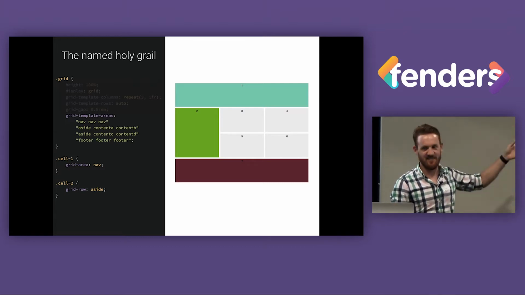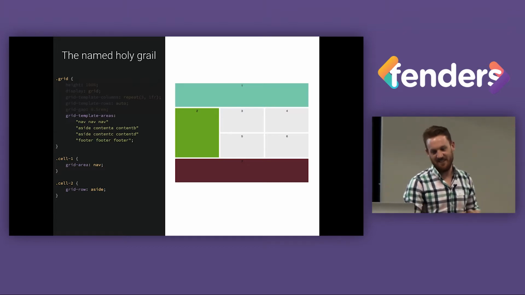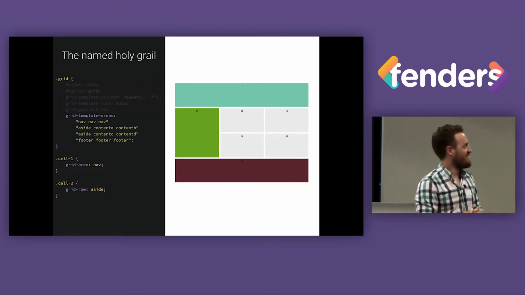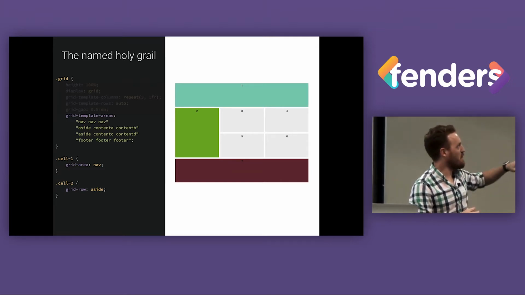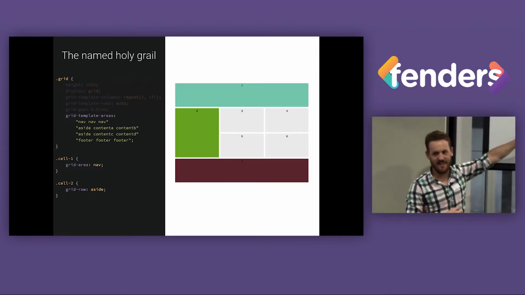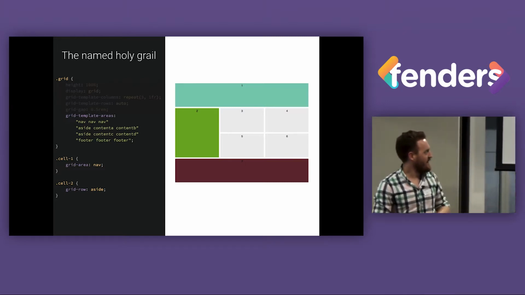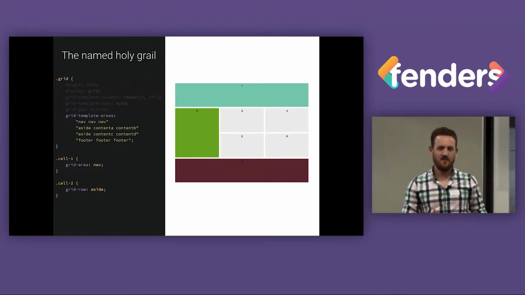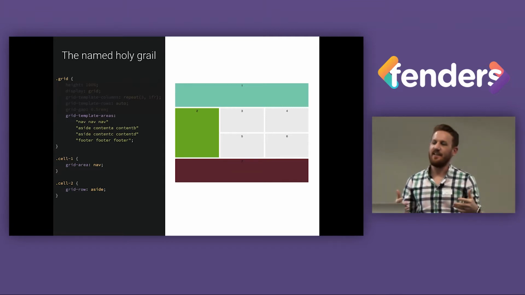You can use emojis if you want, by the way. So if you just really want to make it weird, you can do that. But all I have to do in my areas now is just say grid area nav, or grid area aside, or grid area footer, and it will fill that area.